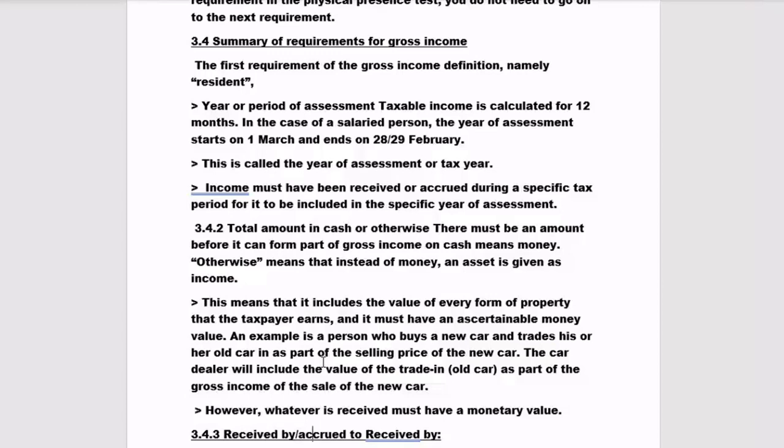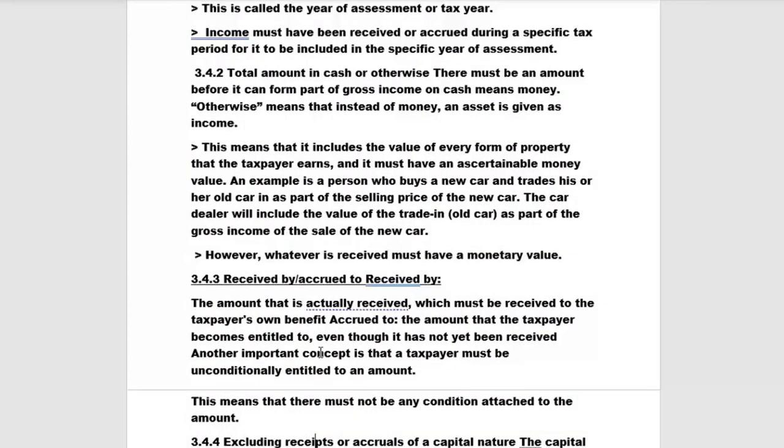So here's what happens in tax. Instead of calculating what's called the depreciation, we call it the wear and tear. All right. So basically, we don't have the depreciation, but the terminology for depreciation is substituted by the words wear and tear. Right. And that would basically give us how much will be the value of that asset in the tax year. All right. However, whatever is actually received must have a monetary value.